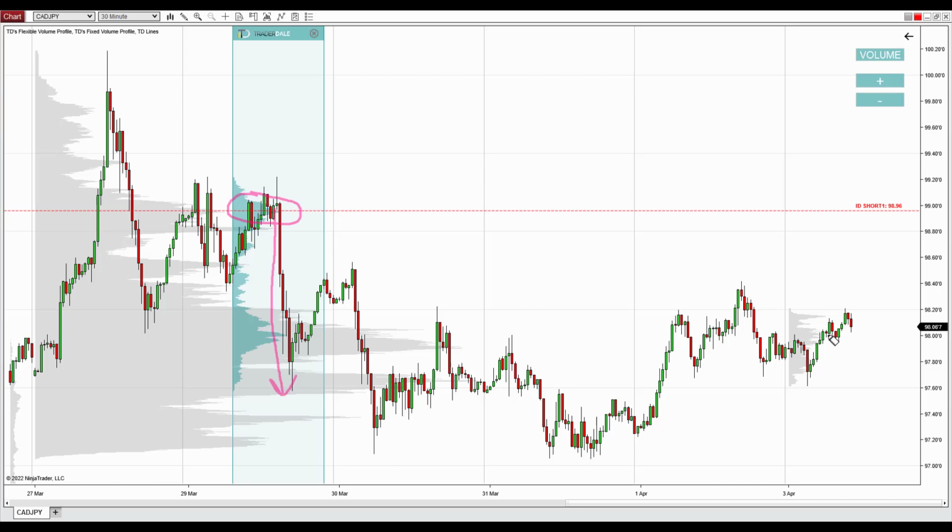So when there is a pullback to this area again, I think that the sellers from this place will become active. They'll want to defend this zone, and they'll want to push the price downwards from there again. All right, so that's the reasoning behind this resistance, which is at 98.96. What we need to do now is just wait for the pullback and take it from there.